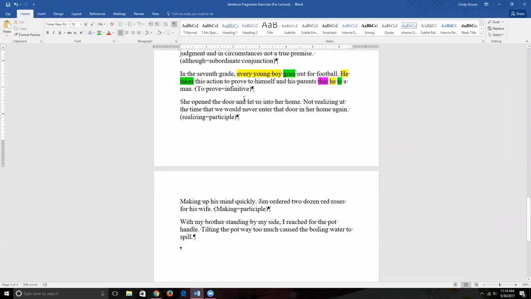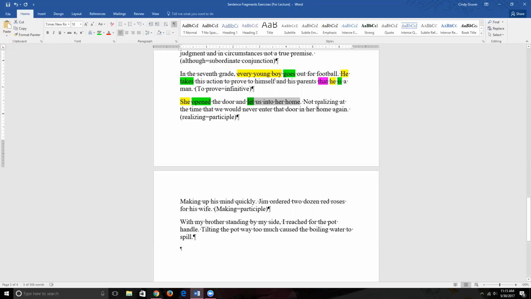She opened the door and let us into her home. This is a complete sentence. Our subject is she. This actually has a compound verb, compound predicate, opened the door and let us in. That's fine. The and is what unites the 2. We wouldn't put a comma here, by the way, because while this is an independent clause, on the other side of the fanboys, we don't have an independent clause. So this is punctuated correctly.